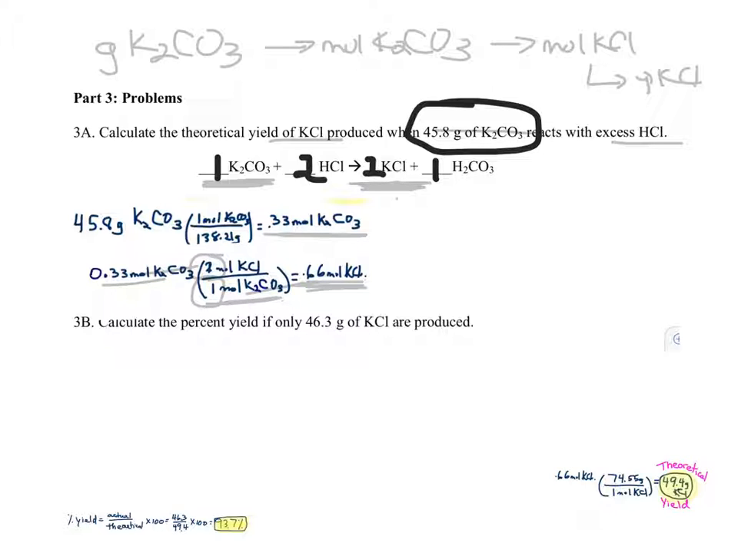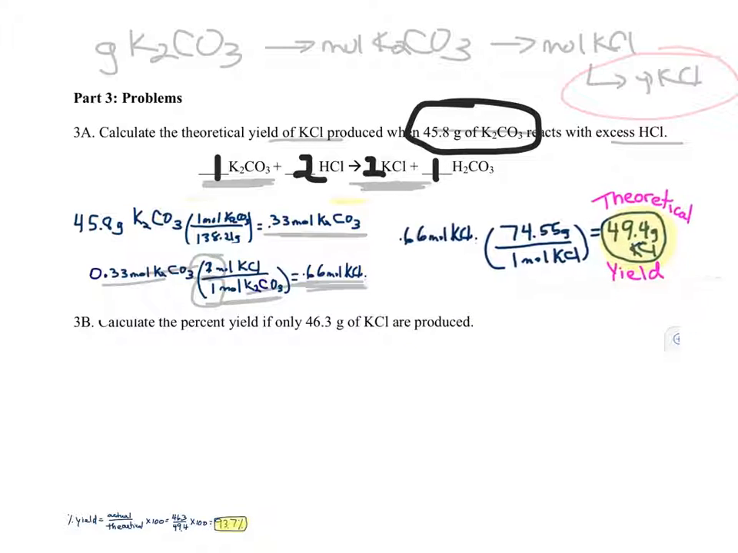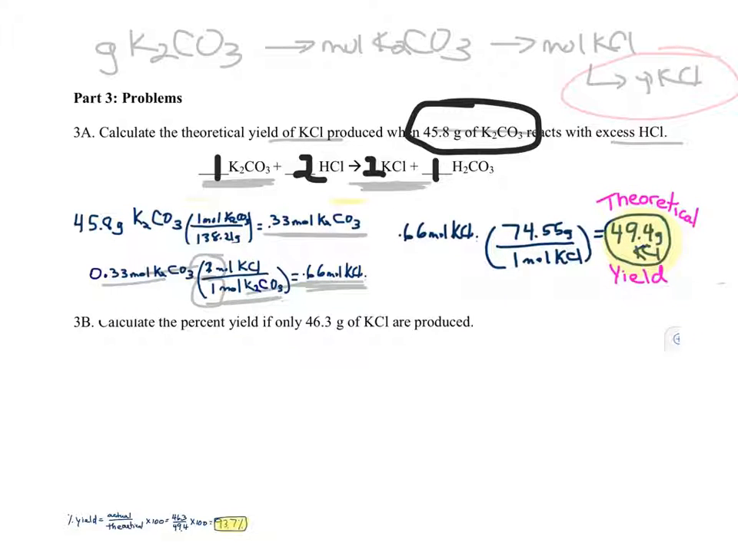Finally, my last step is to go to grams of potassium chloride. So I need to multiply 0.66 by the molar mass. 1 potassium and 1 chloride add up to 74.55 grams per mole. Doing the math, I get 49.4 grams potassium chloride. That is my theoretical yield.